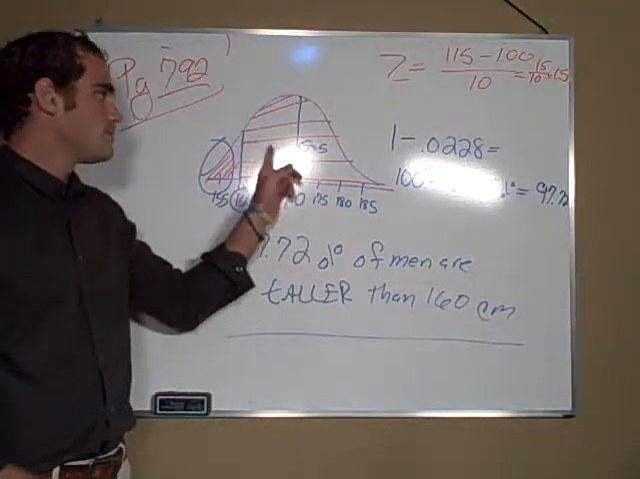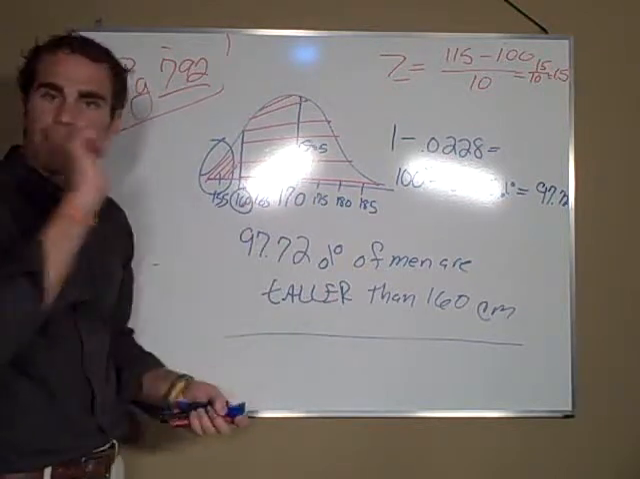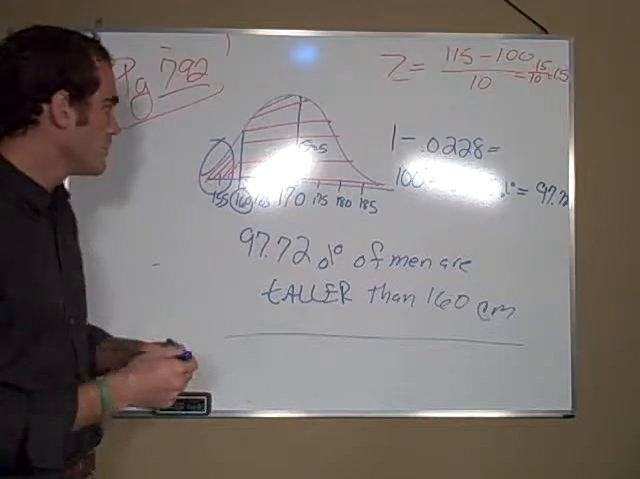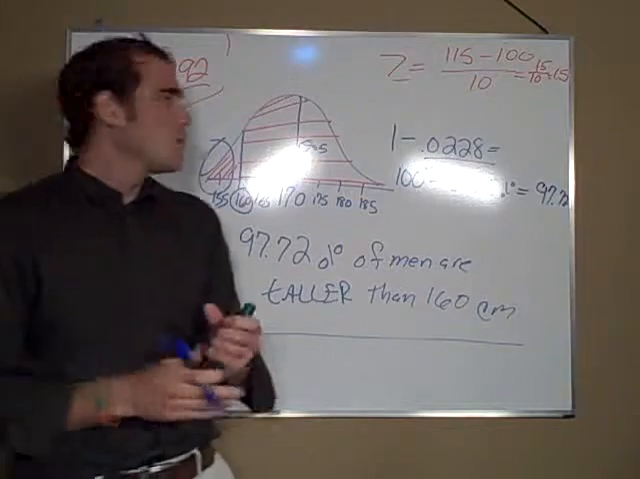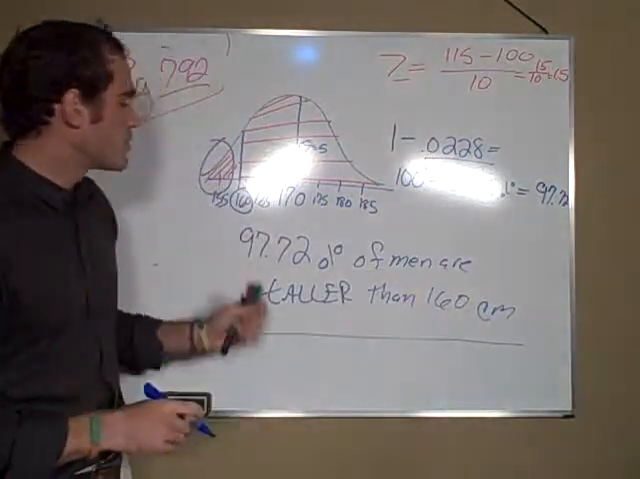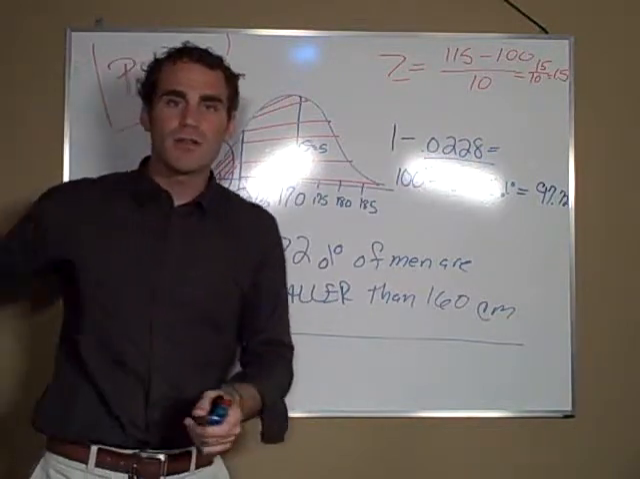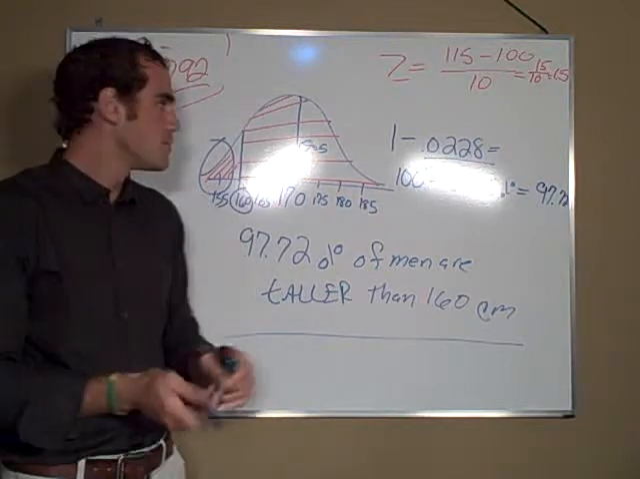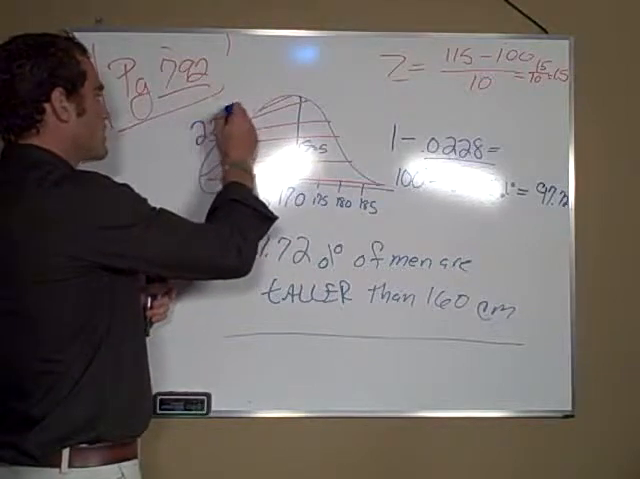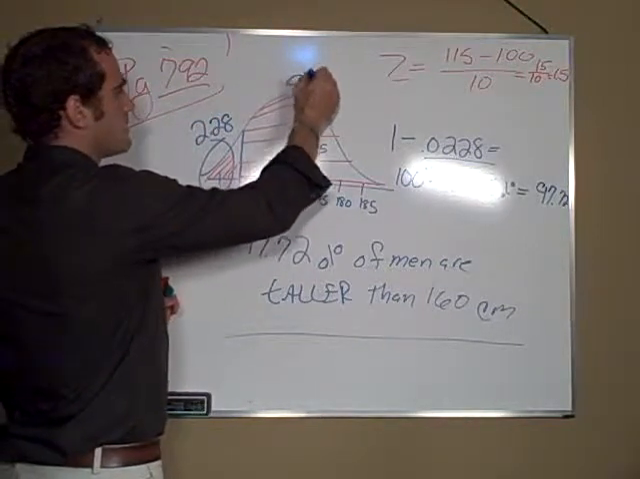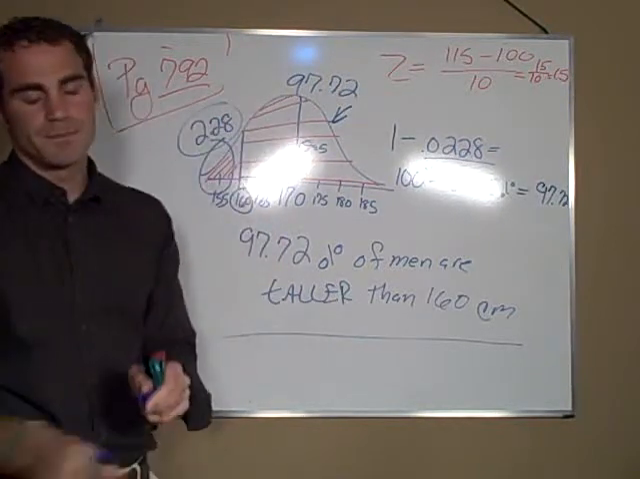I would like to see you getting the hang of drawing pictures and writing out the answers. The pictures help because when you go to the table and you got the number 0.0228, you think about 0.0228, and I'm asking the percent of men taller than 160. You think 2% of men are taller than 160? I don't think so. The picture will help you. And so you'll know this is 2.28% and this is 97.72%. So it helps to draw the picture.